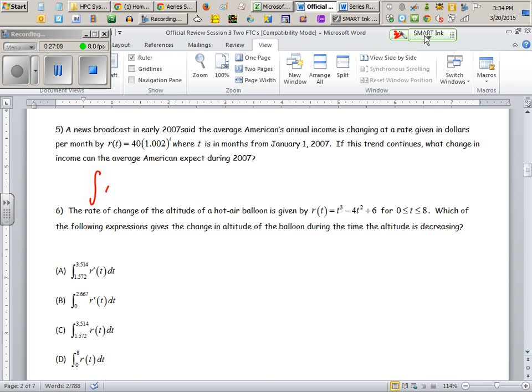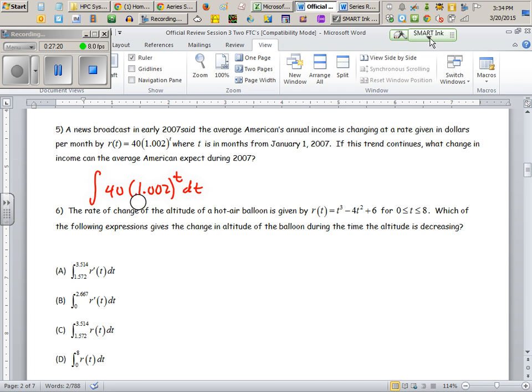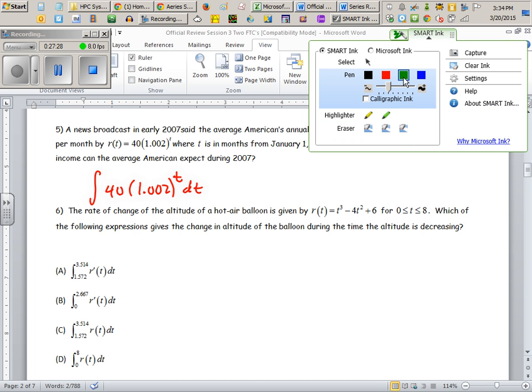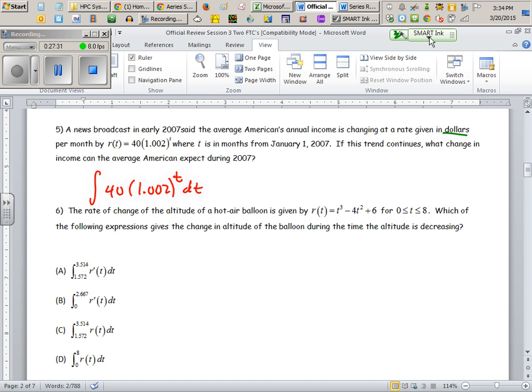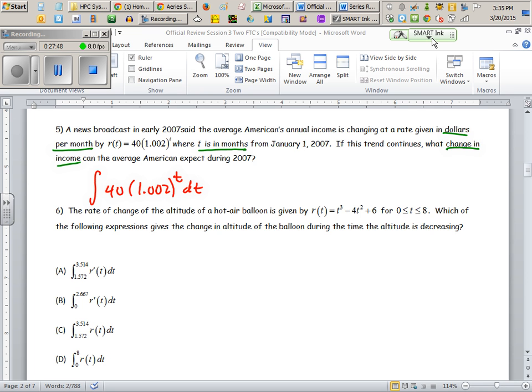So let's set it up first, then we'll talk about what it means. Imagine integrating this. And you would need time limits. But just units alone, what is it going to yield? R is measured in dollars per month. T is in months. So this is going to give you what? Dollars. Are we asked for dollars? Change in income. Sounds like an integral. Okay, perfect. I think we're doing the right thing. Like I said, setting up the integral is just the right thing to do.